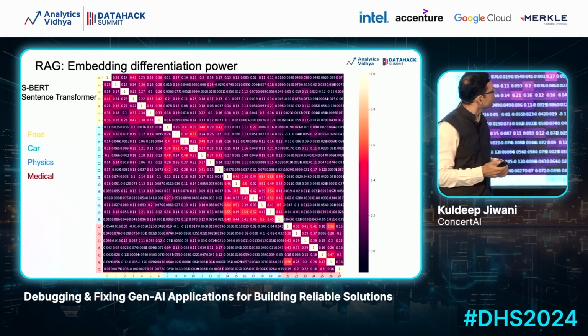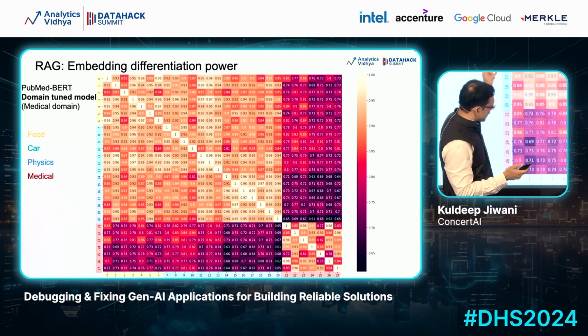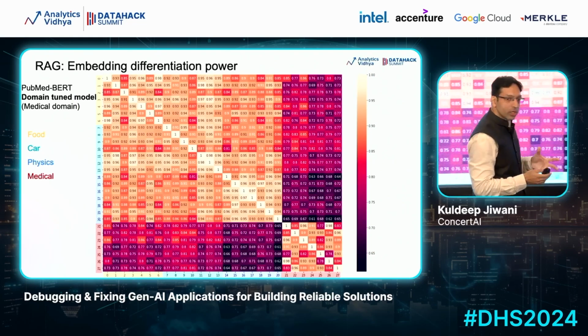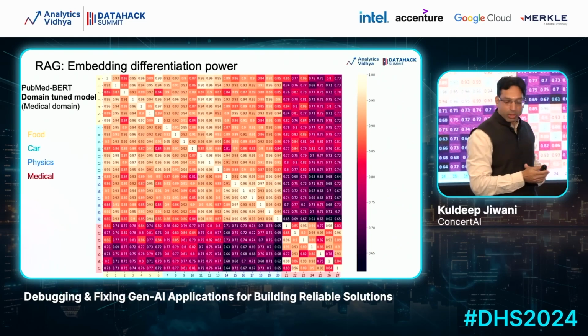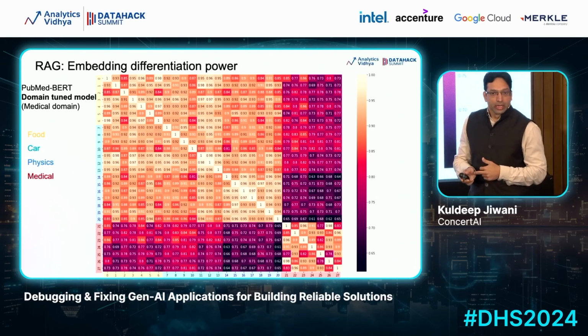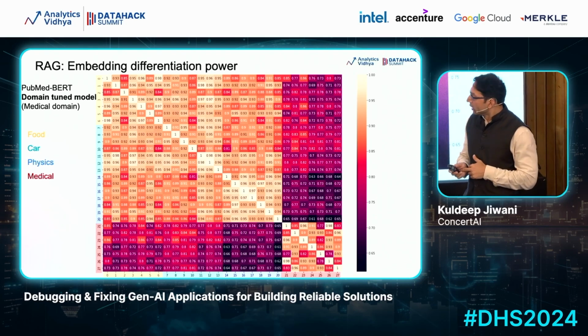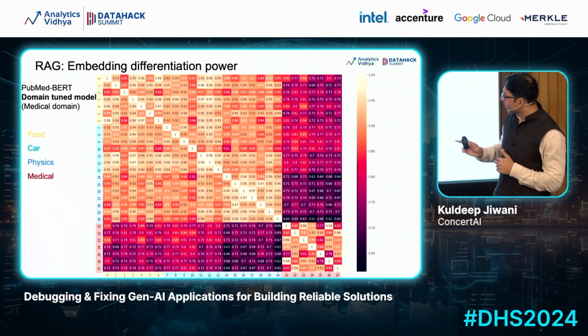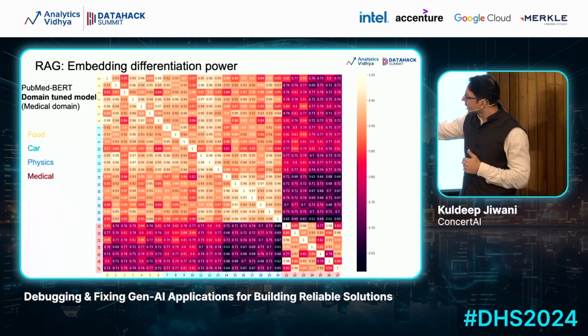Similarly, I can show you one more of these. In this special case, I took a domain model, a medical domain model. That's PubMed BERT. It understands only medical language. It does not understand other domain concepts. As you can see, it's very good on the medical part and cuts off everything else.